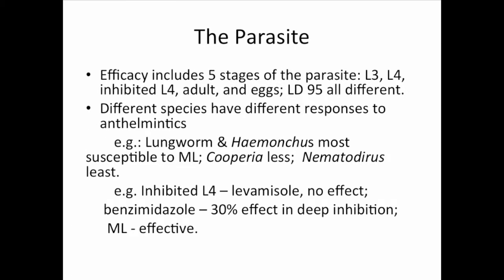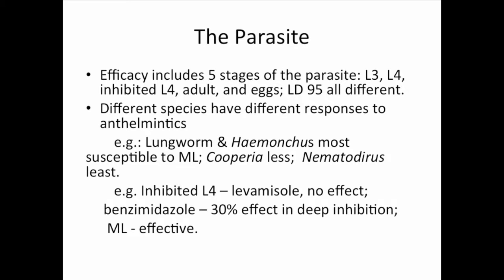The parasite. First of all, we have 5 stages of each parasite. We have eggs, we have L1s, L2s, L3s, L4s, inhibited L4s, and adults. Each one of those stages would have a different efficacy pattern. The L3s are quite susceptible. The adults are reasonably susceptible to drug treatment. The L4s, a little worse. The inhibited L4s are really hard to get.